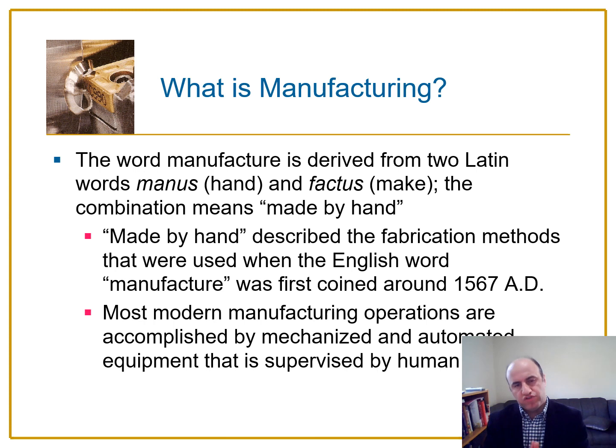What is manufacturing? Actually, the word manufacture is derived from two Latin words, manus, meaning hand, and factus, which means make. The combination means made by hand. Now we have many modern manufacturing operations that can be accomplished by automated equipment, and it can be supervised by a human worker.